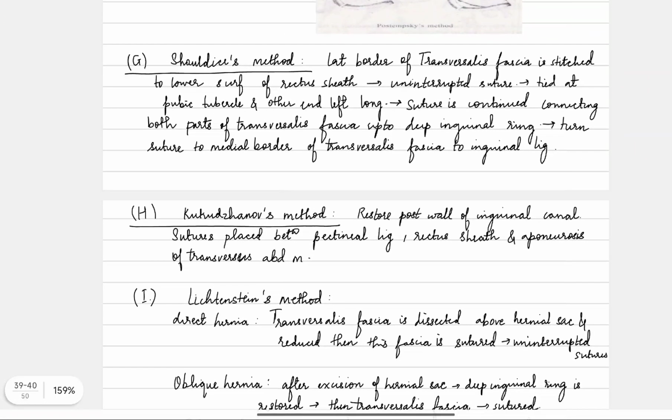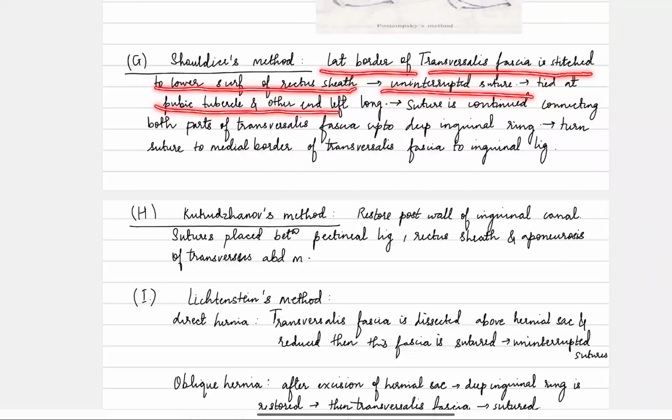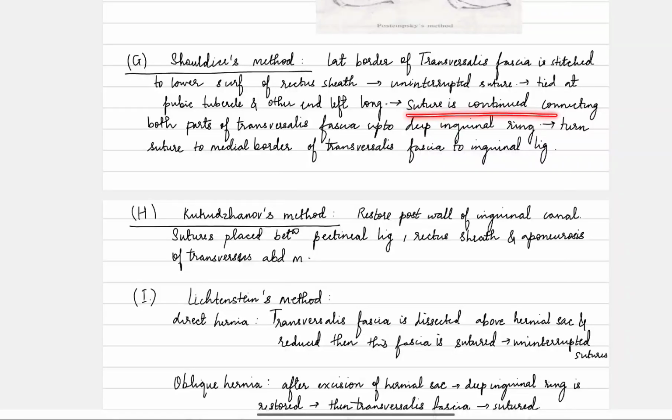Okay, next is Sholdice's method. The lateral border of the transversalis fascia is stitched to the lower surface of the rectus sheath. Uninterrupted sutures are tied at the pubic tubercle and on the other end left long. The suture is continued, connecting both parts of the transversalis fascia up to the deep inguinal ring. Then the suture is turned to the medial border of the transversalis fascia to the inguinal ligament.